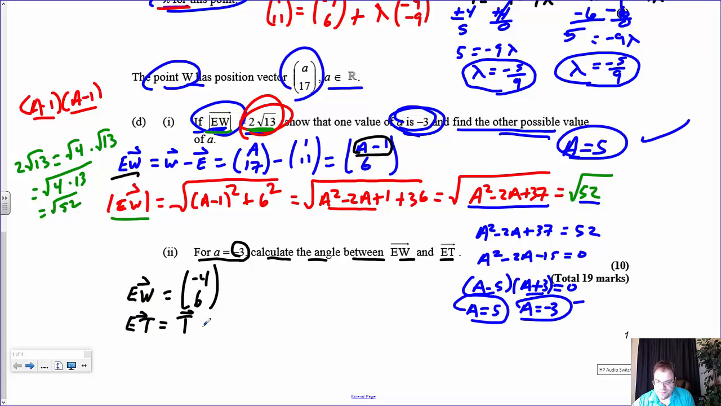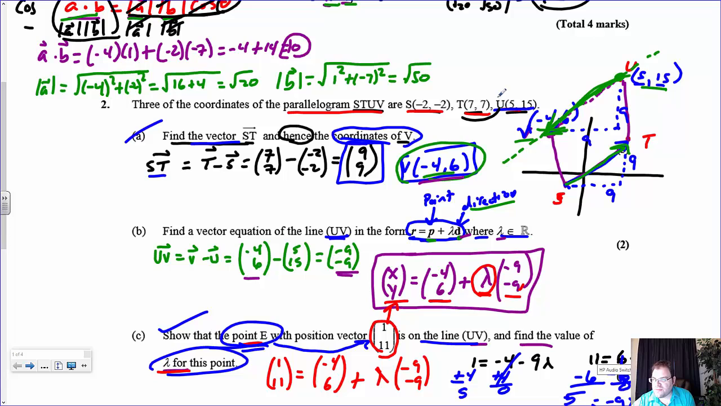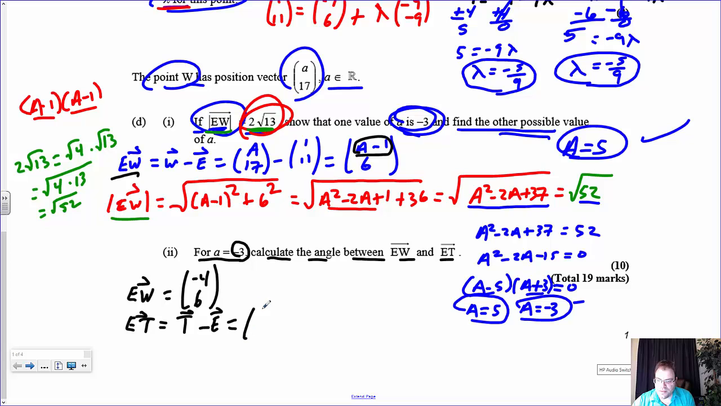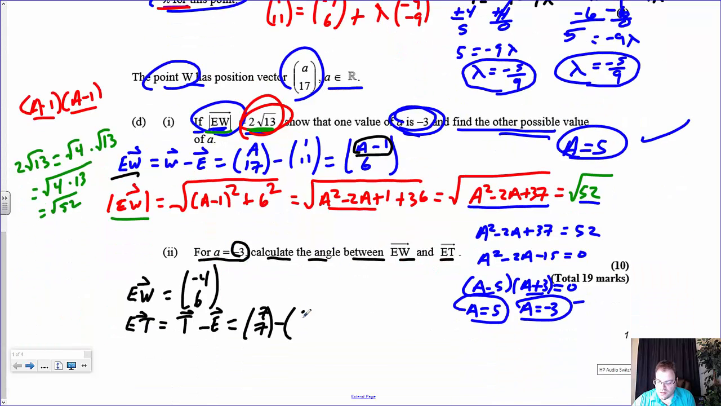And that's going to be the point T minus the point E, where it ends minus where it starts. Now, if you recall, T was given to us at the very top of the problem. T was 7 and 7. So that's where we're going to start. T, 7 and 7. We're going to subtract E. And E, if you recall, they told us up here, point E is 1 and 11. So we have to keep recycling these old parts of the question. So 7 minus 1 is 6, and 7 minus 11 is negative 4.